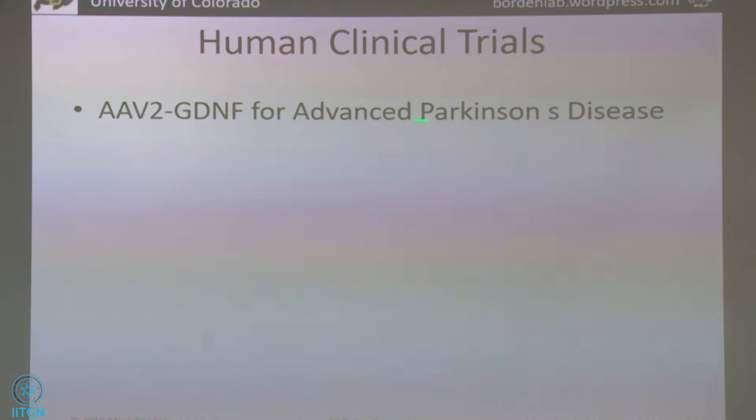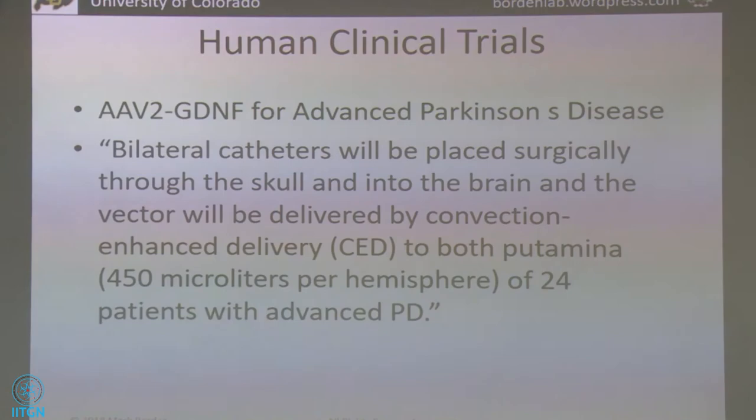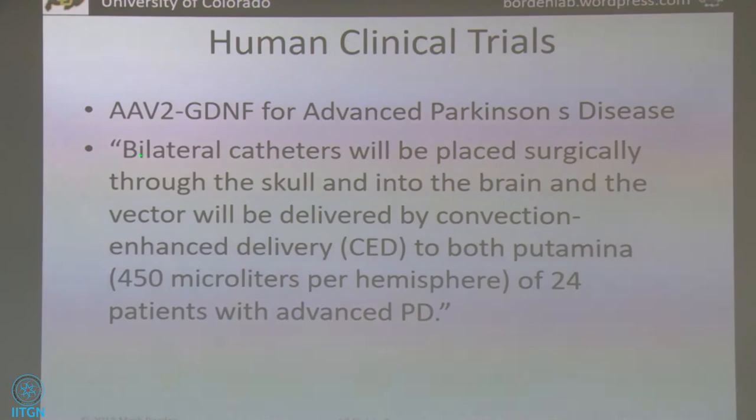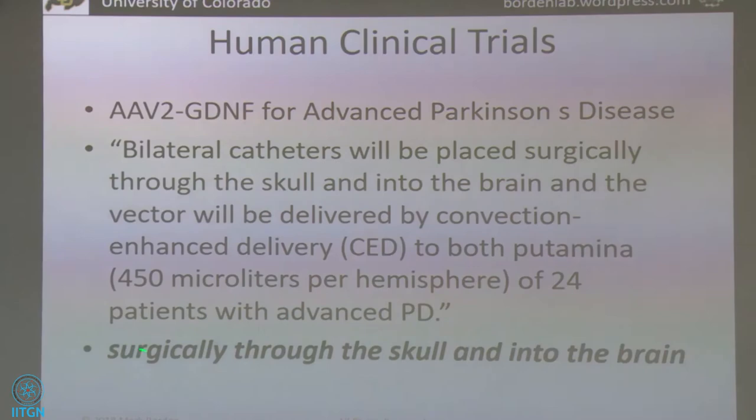So AAV2, adeno-associated virus 2, with GDNF, that glial cell-derived neurotrophic factor, for advanced Parkinson's disease. If you go to clinicaltrials.gov, you can read about the study that's ongoing. It includes bilateral catheters, placed surgically through the skull and into the brain, and the vector will be delivered by convection-enhanced delivery to both putamina, 450 microliters per hemisphere, in 24 patients with advanced Parkinson's disease. So I just wanted to point out: surgically through the skull and into the brain.